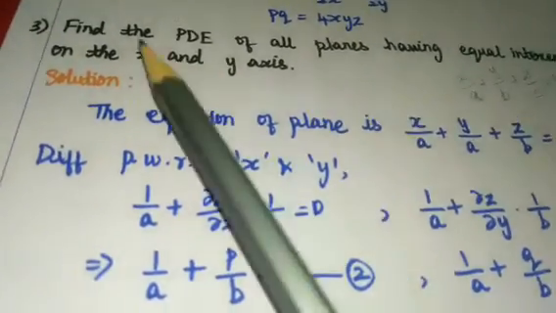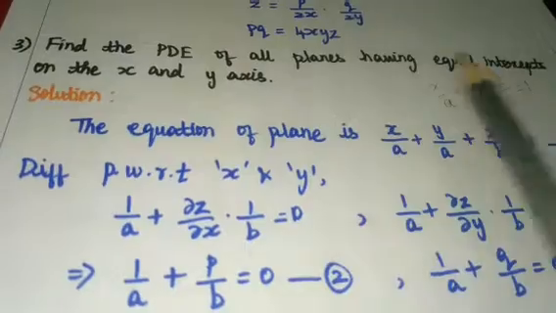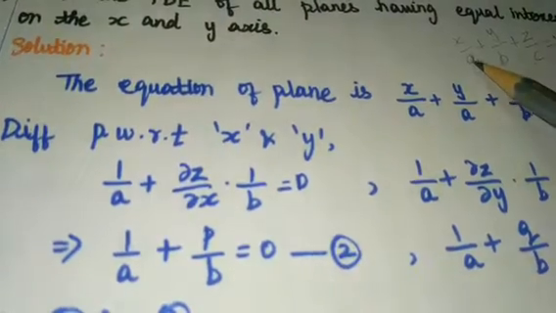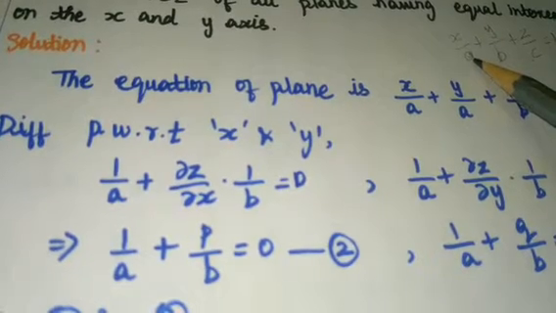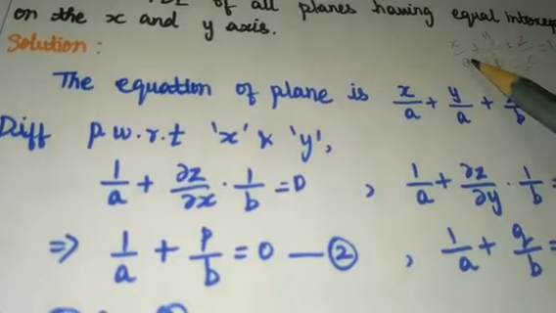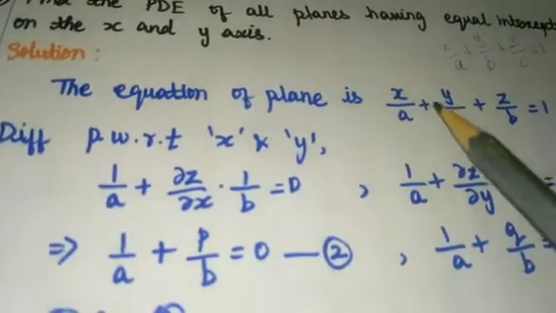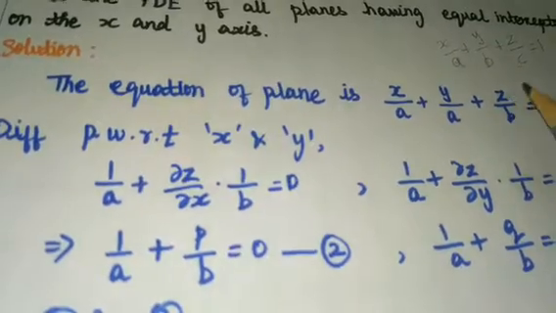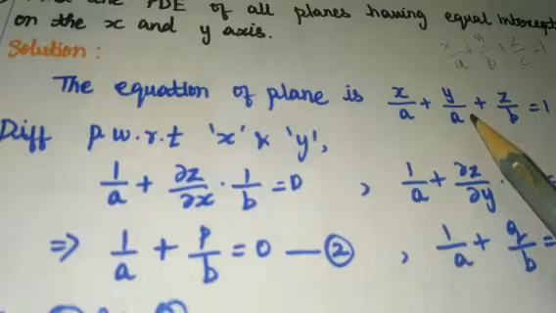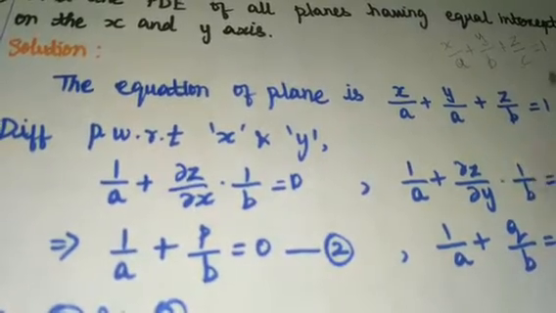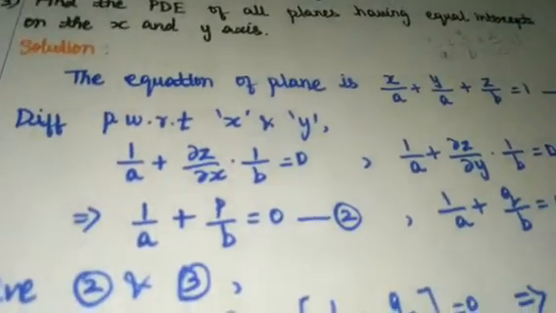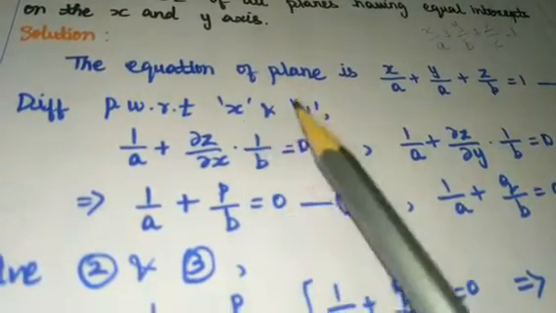So here it is said there are equal intercepts on the x and y axis. So we are going to put a in both the x and y terms because it has equal intercepts. So it becomes x by a plus y by a plus z by b, which is equal to 1. The next term after a is b, so we are putting 1 here. Next, differentiate this equation partially with respect to x and y.